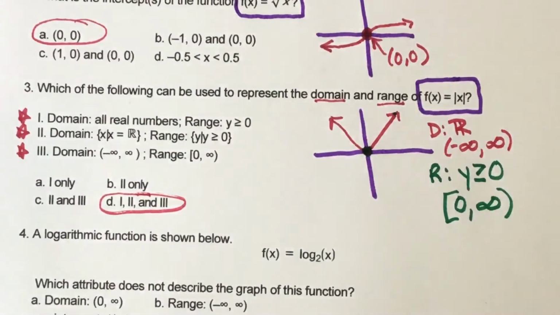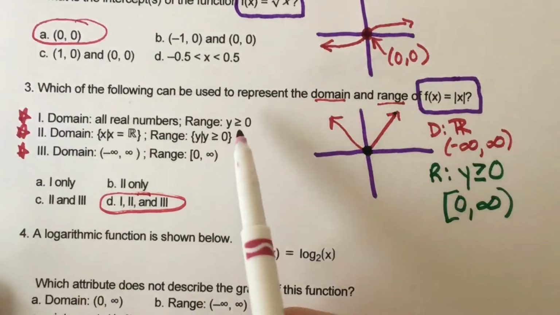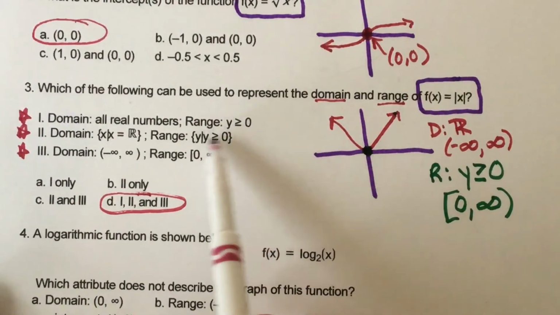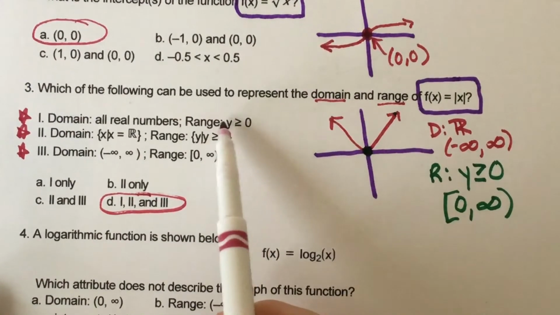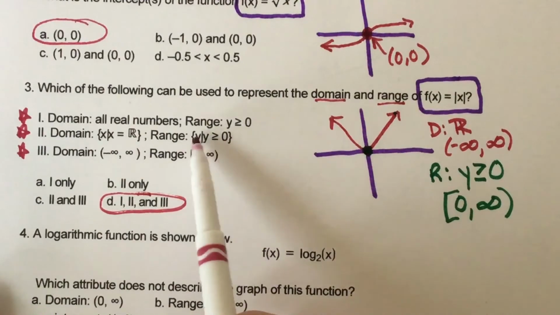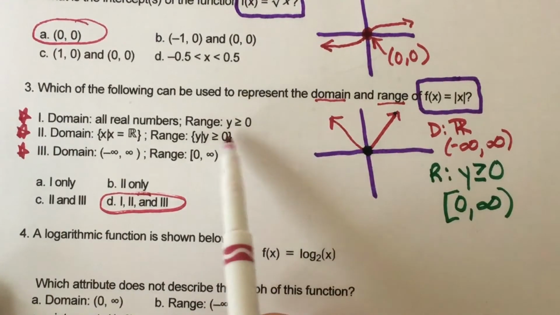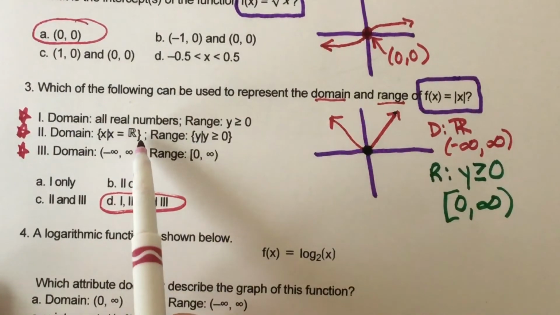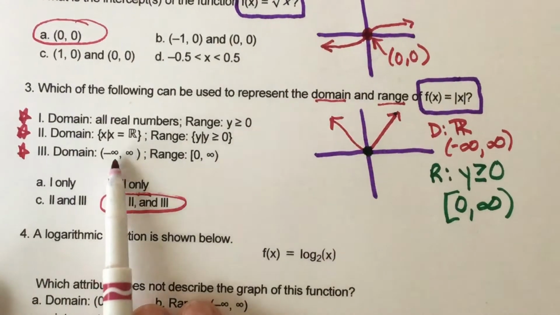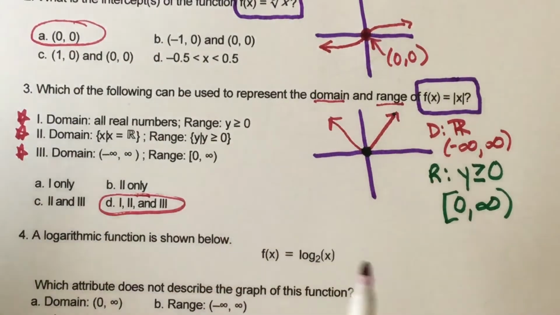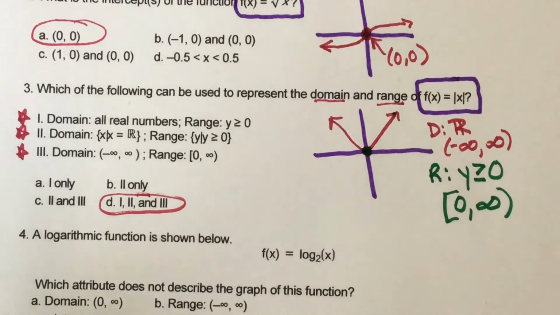So you have to know the different notations. Just know that this and this mean the same thing. It's just that this is called inequality notation and this is called set builder notation. And these are the same. And then interval notation is the one that uses the parentheses and the brackets and the infinities.